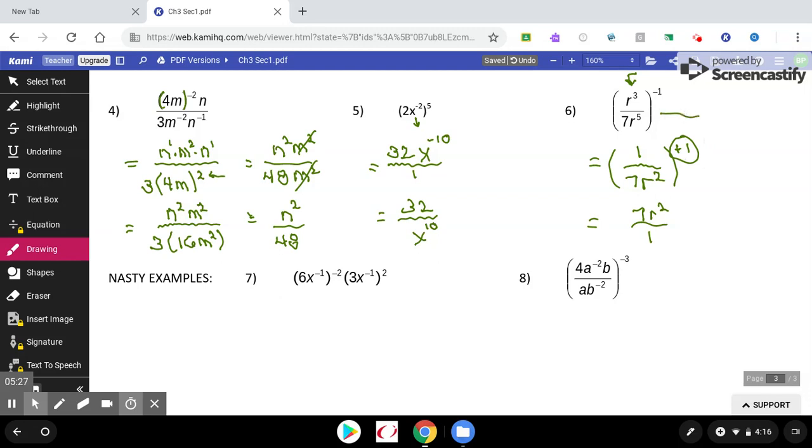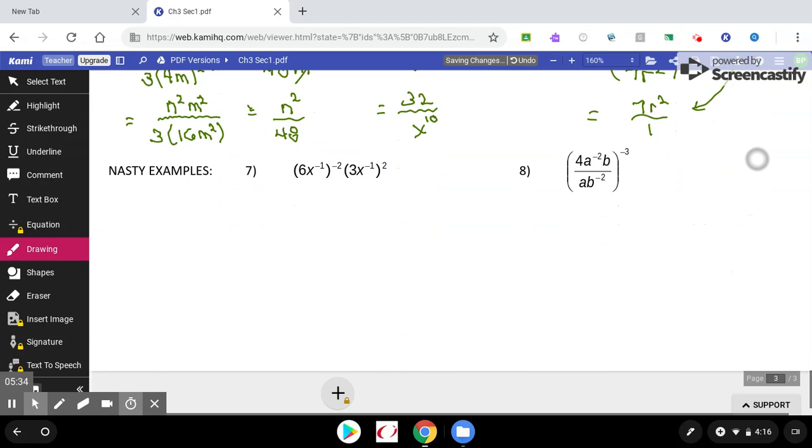Now, believe it or not, you could have started off the problem by flipping it first, but you would eventually come up with the same answer. All right, these last two are supposed to be nasty. Let's see if they are or aren't.